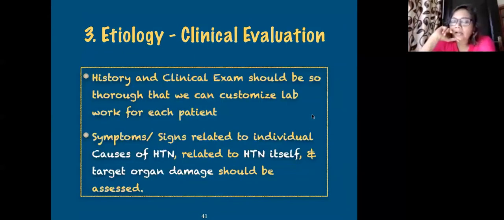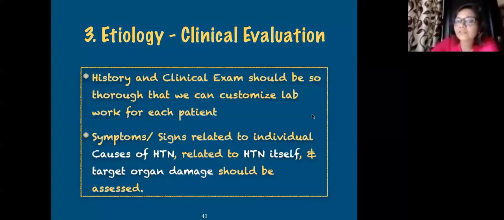Now, your history and clinical examination should be so thorough that we can customize lab work for each patient, because if you start doing the entire lab workup for every single hypertension patient that you encounter, that is not going to work. So you have to find out how you can customize the lab workup to the patient in front of you. The patient on clinical examination might give you some clues as to what further steps need to be done. So do not think about getting the whole set of workup for everyone. From a thorough clinical examination, reach some direction so that you can tailor the workup to each patient.